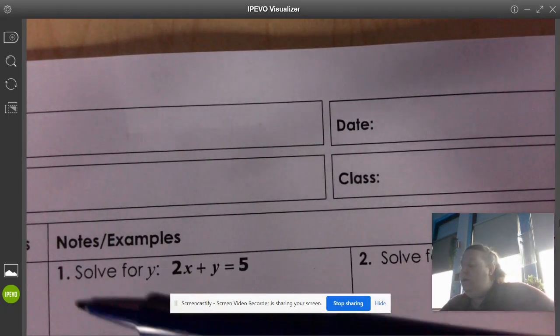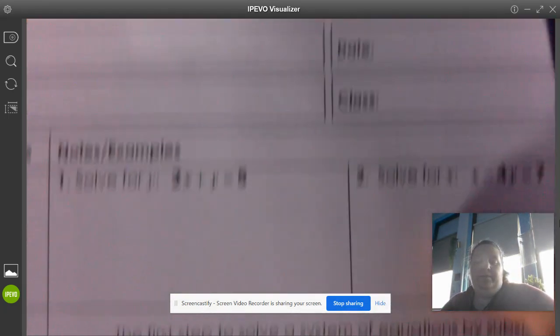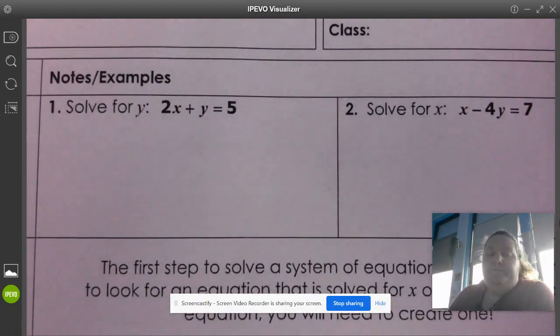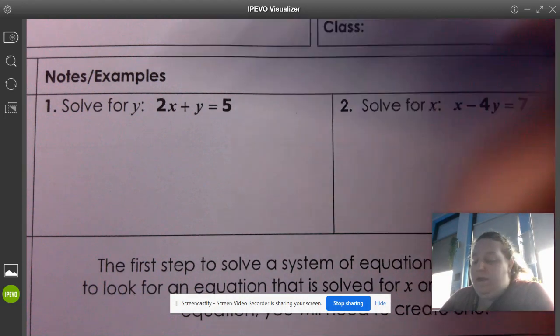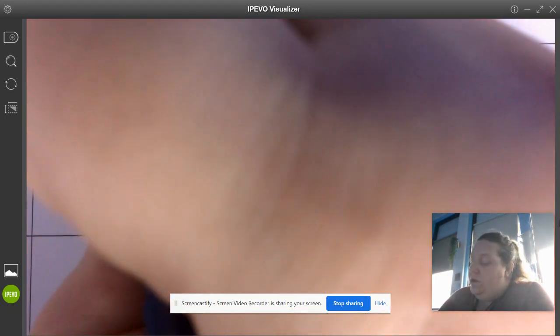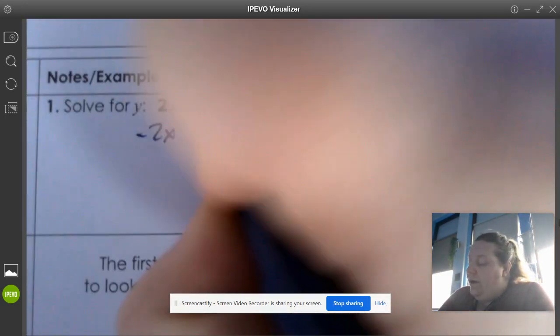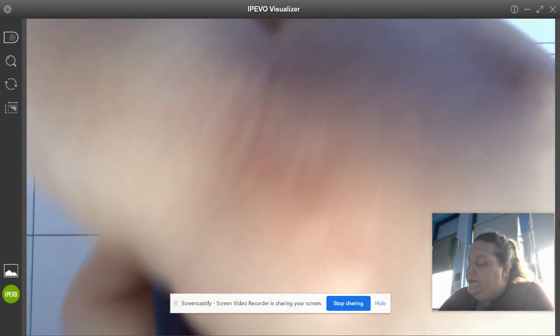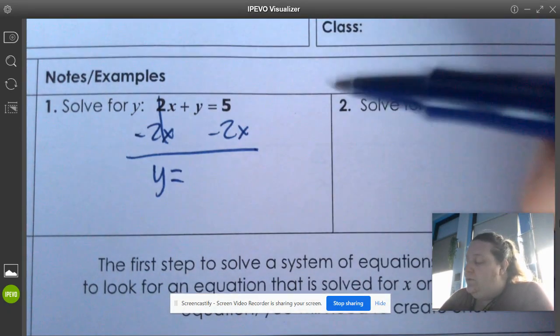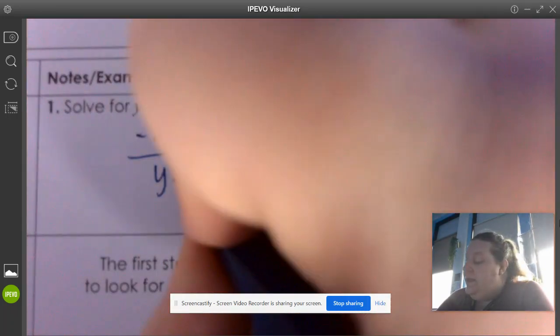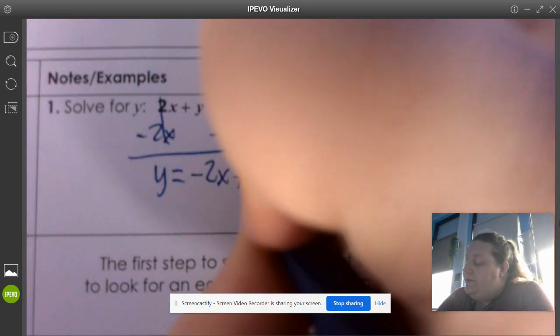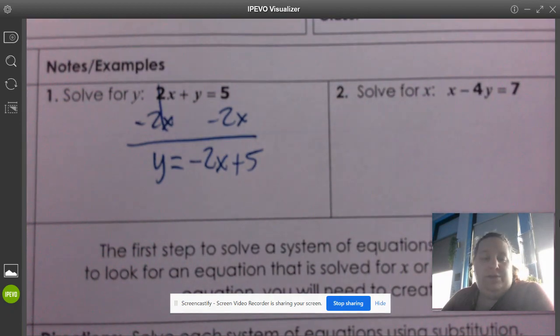So, solve for y. Well, if my goal is to get y by itself, I have to get rid of everything else with it, which means the 2x. So since this is a positive 2x, I would subtract it from both sides. So that leaves me with y equals. Now 5 and negative 2x are not like terms. I can't combine them together. So I just write them as an expression together, keeping their signs.